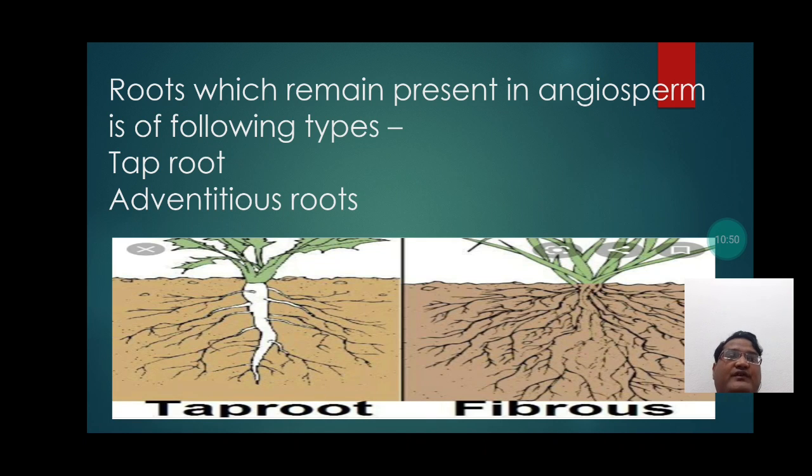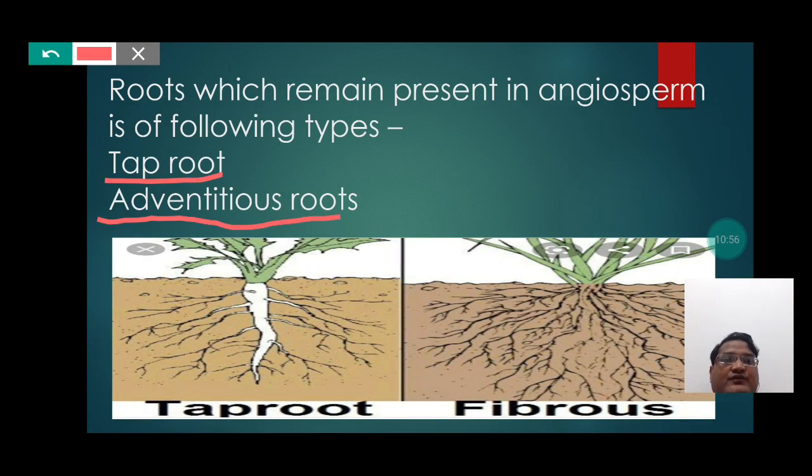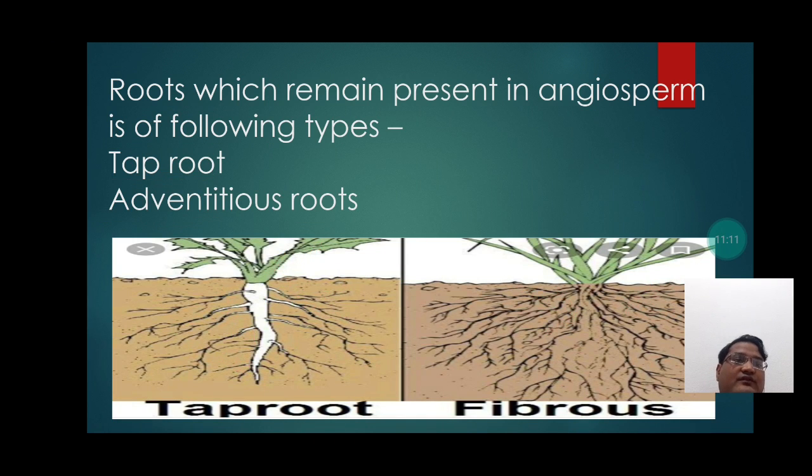Roots which remain present in angiosperm are of following types: taproot and adventitious root. Students, here you can notice that taproots are deeply penetrated, whereas fibrous roots are lesser deeply penetrated. Here the main root can easily be distinguished, whereas here in the fibrous root the main root is not distinctly visible.